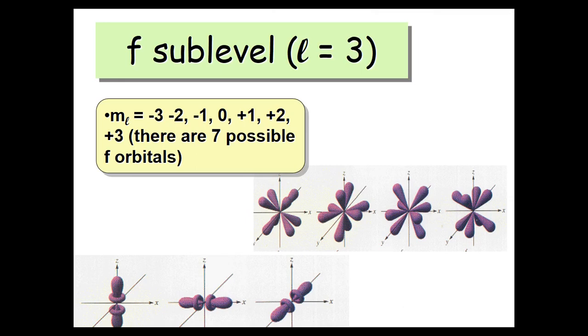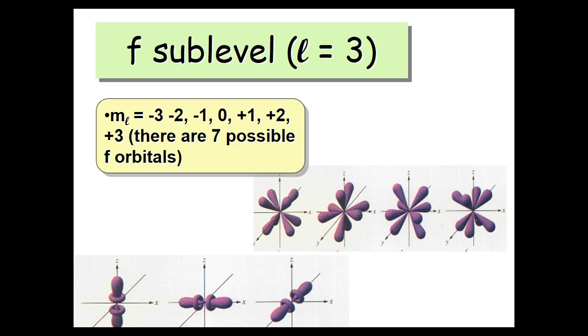The last one is the F sublevel. Here, L is equal to 3. Now remember, there's 7 different values for M sub L. So there's actually 7 different ways the F orbital will be oriented in space. Now, I don't expect you to be able to draw these or remember the exact shapes, but just know that in general, they're shaped like a flower. So just know they're shaped like a flower.